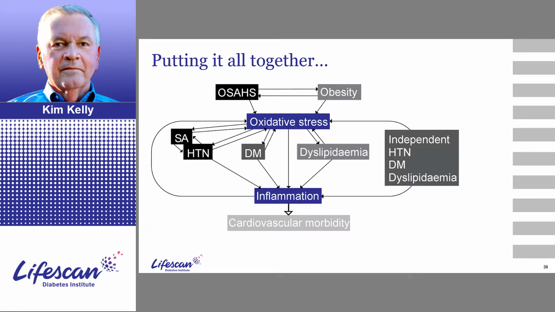Putting it all together, obstructive sleep apnea and obesity at the top generate oxidative stress. Those issues relate to high blood pressure and sympathetic activity. Dyslipidemia is made worse, interestingly enough, in oxidative stress, all impinging and causing inflammation, which many of you know reverts to cardiovascular morbidity and mortality.